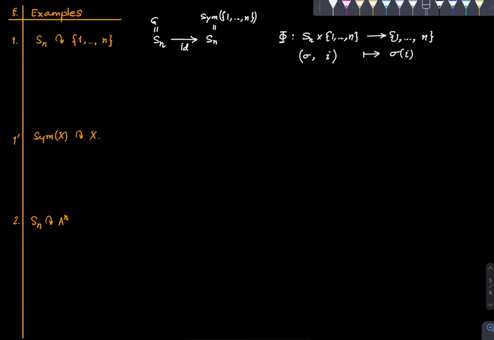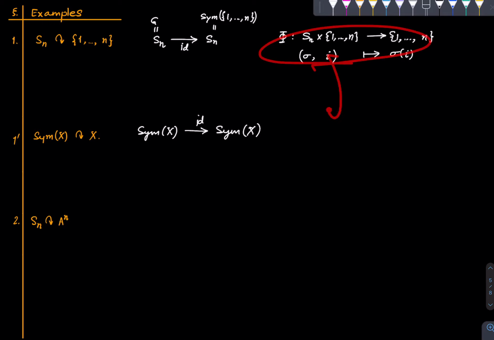That's a pretty trivial action in some sense, or pretty simple action, or not a very interesting one. A cousin of it is this. Instead of the first n integers, we have replaced that by some arbitrary set, and Sym X acts on that. How? Just the identity map. And I encourage you to write down the description of the other perspective.